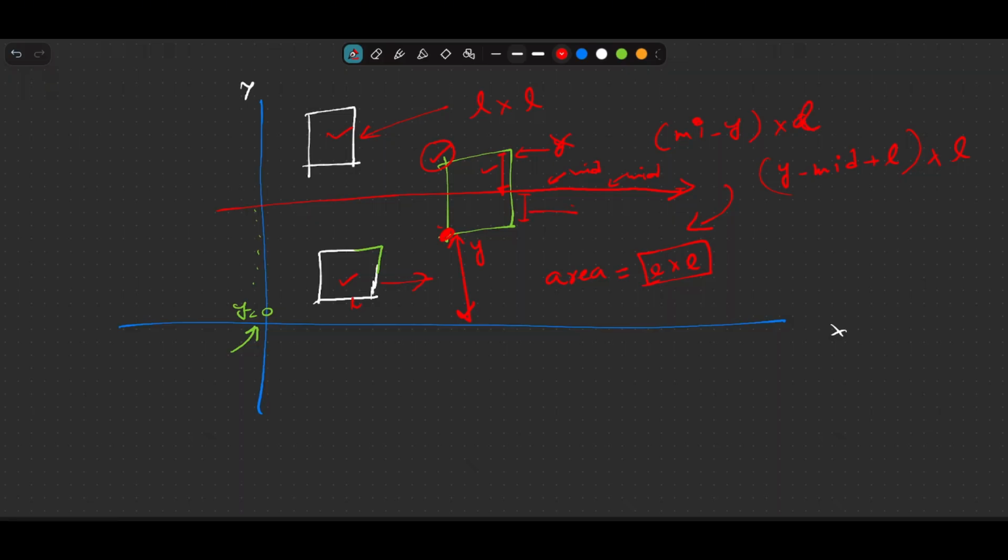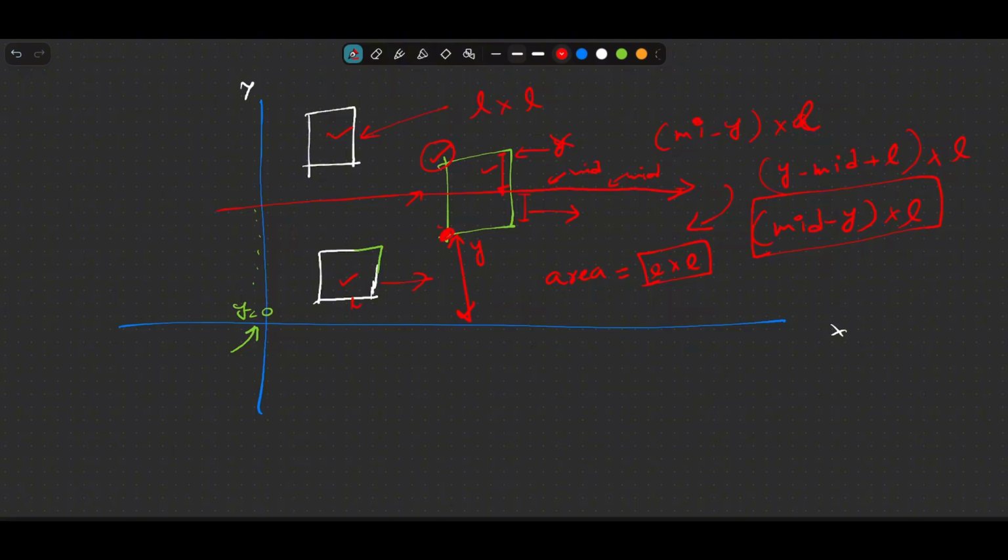Similarly, what is the below area? The below area is nothing but mid minus this y. In that way, we got this portion, this line. This is y, and this portion is mid. We reduce the y to get this portion. Now it is multiplied with this l, so we will get this area.